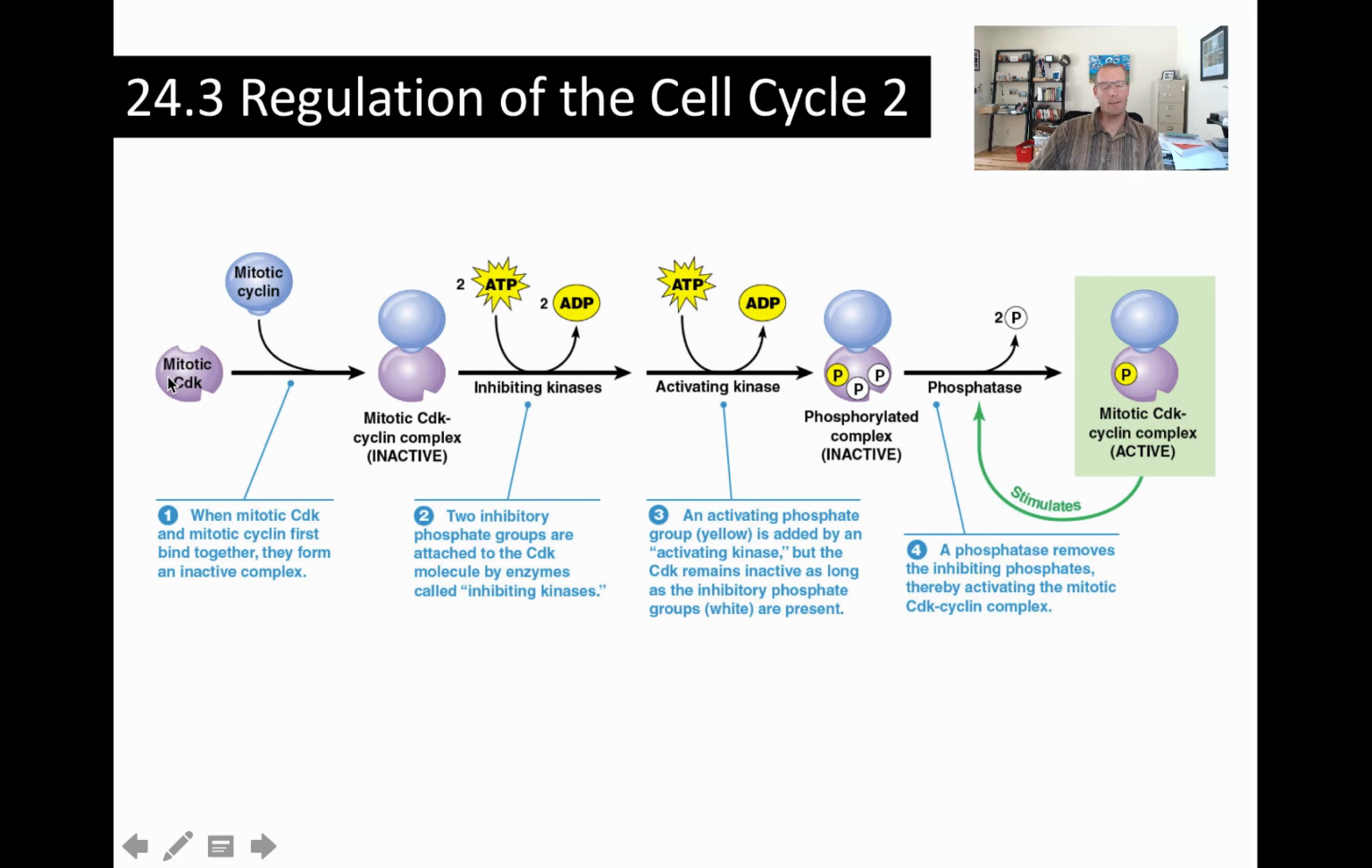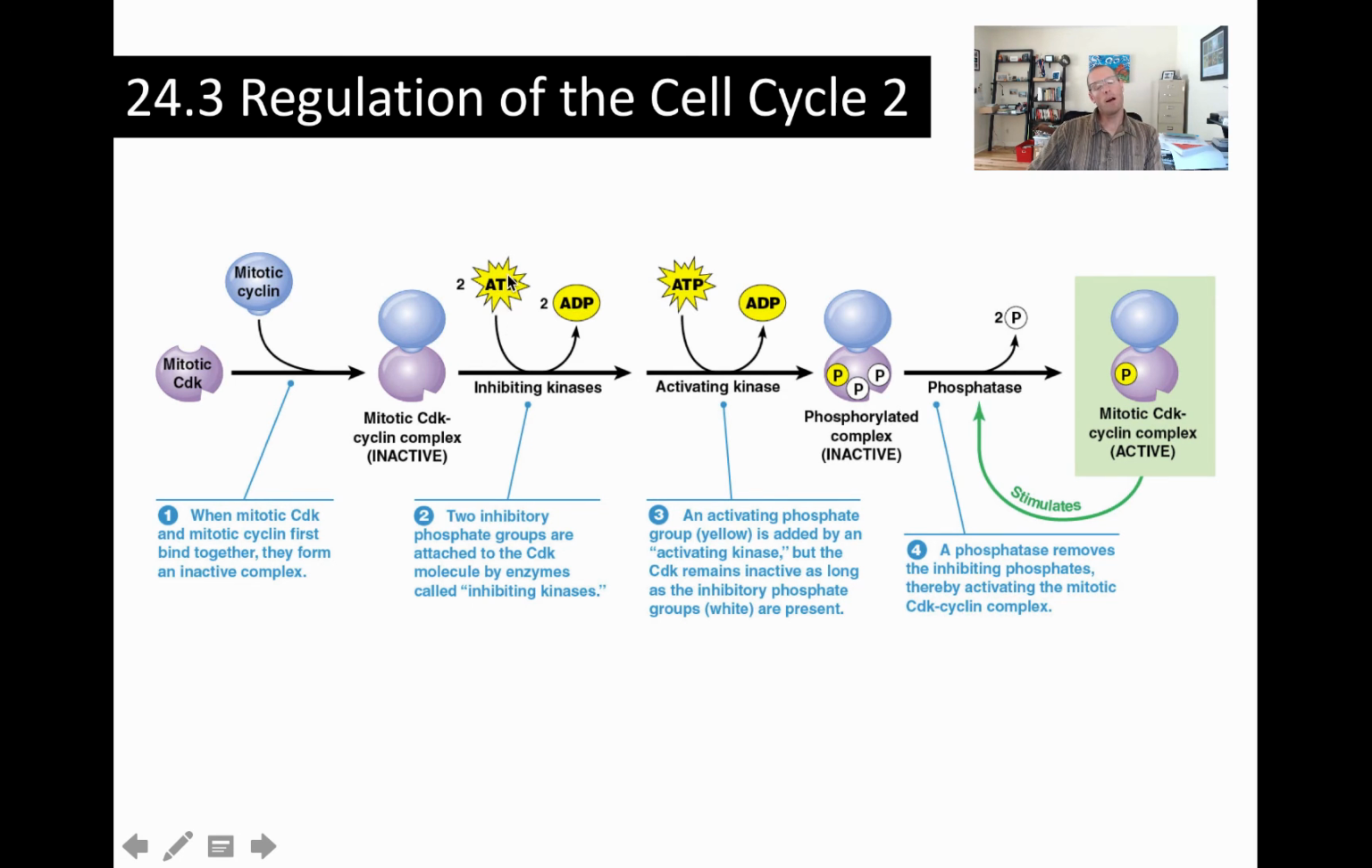So we've got a mitotic CDK, which will just be abundant throughout the whole cell cycle. And then as the mitotic cyclin, the B-type cyclin, starts to accumulate, it is able to associate with the CDK. And so that's called the mitotic CDK cyclin complex. And that's inactive. Doesn't do anything. There's no kinase activity at all. So you can isolate this from cells, and it's got no activity whatsoever.